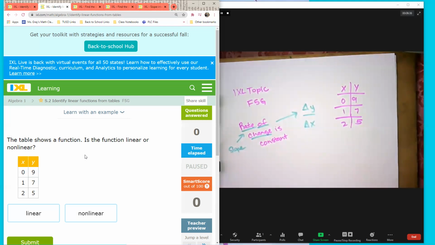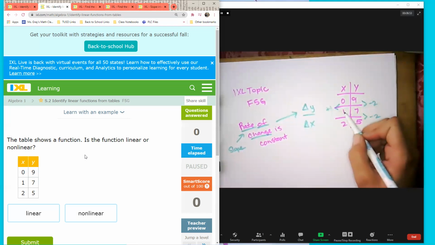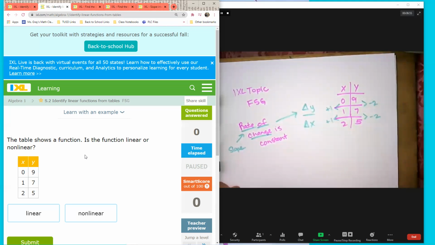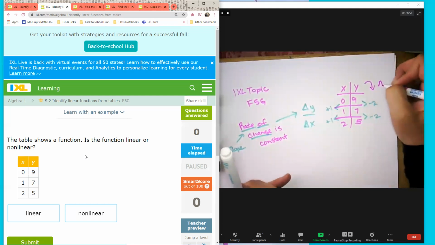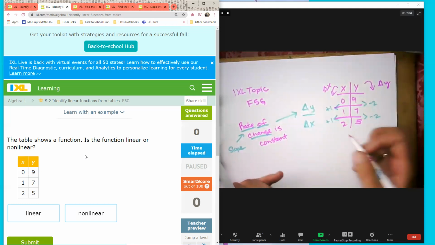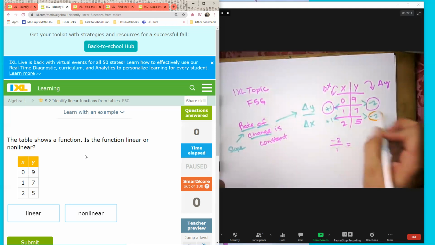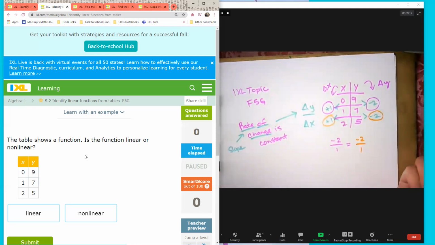So if I look at what I have here, I'm just really checking what happens as I go down each side. So to get from 9 to 7, I have to subtract 2. And to get from 7 to 5, I have to subtract 2. So this is kind of what I'm talking about, that consistency in the rate. And then if I go up this side, 0 to 1 is +1, and 1 to 2 is +1, which means that if I'm comparing my change in y to my change in x, that's the different sides here. Here I have -2 and +1. And I'm checking to see, is that the same as here, -2 and +1, which obviously it is. So this is linear. It has a constant rate of change.